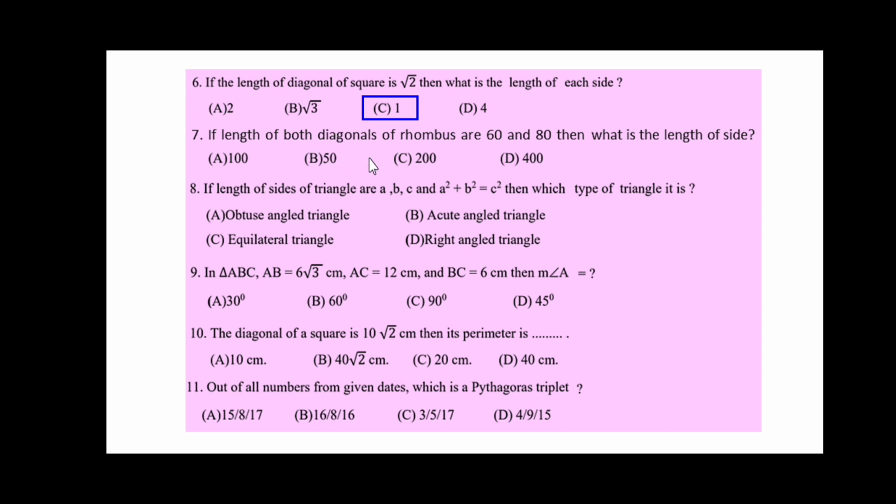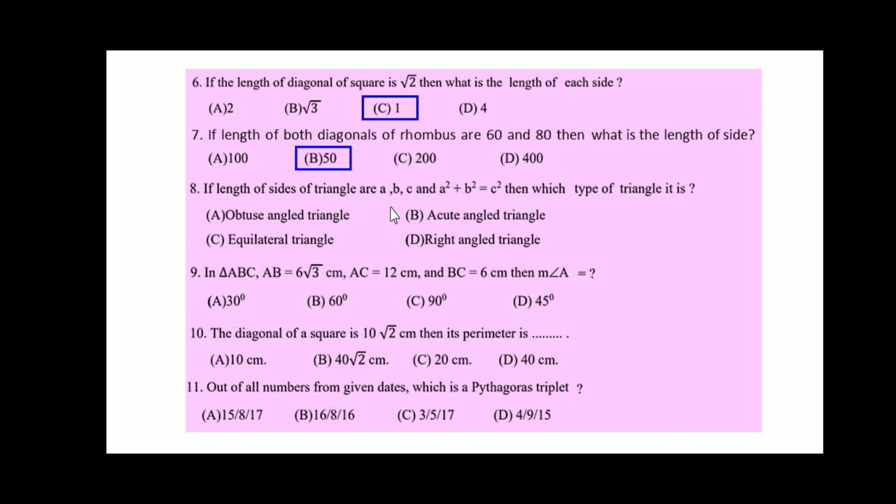If the lengths of both the diagonals of a rhombus are 60 and 80, then what is the length of the side? Friends, the diagonals of a rhombus are perpendicular bisectors of each other. The diagonals are 60 and 80, so we have to consider half of them, that is 30 and 40. If you take the square root of the sum of the squares of these two, 30 square plus 40 square, 900 and 1600, that will be 2500. The square root of that is 50, so the answer is 50.